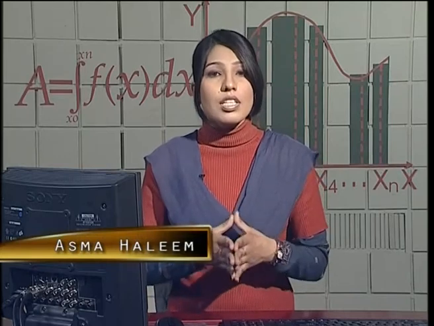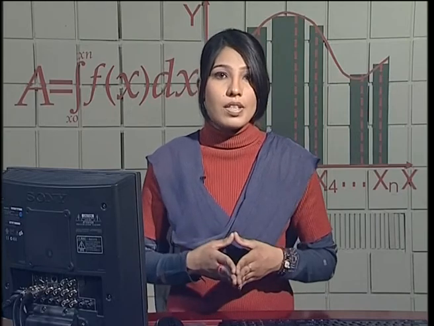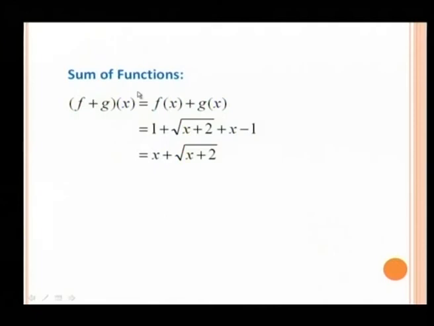We will find out the solution by putting values of f and g in the sum formula, which is on the screen. For the sum of the functions, we have f plus g of x is equal to f of x plus g of x. 1 plus under root x plus 2, which is the value for f of x, and x minus 1, which is the value for g of x. So finally, the sum of the two functions would become x plus under root x plus 2.